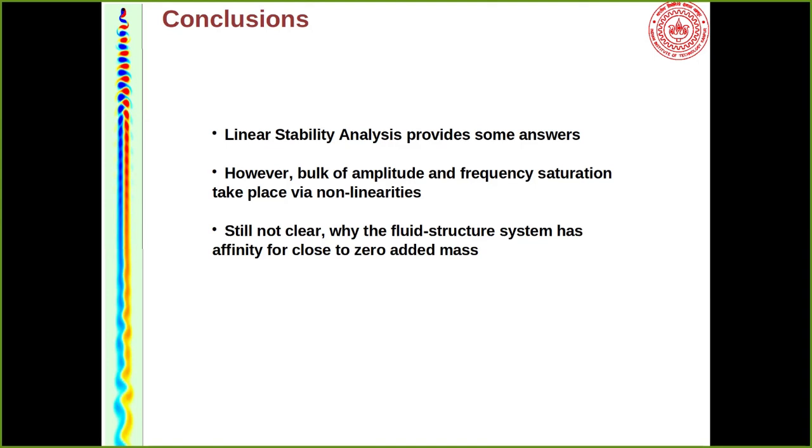So LES is already a challenge, and RANS is more practical. Okay, so I don't think you can do a DNS for these systems at those Reynolds numbers. It would not be workable. LES is workable, but more practical would be RANS. So RANS will miss out on some details, but you may get a general idea. LES will pick up almost everything you want.